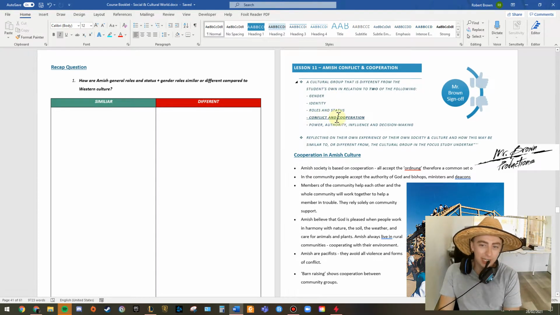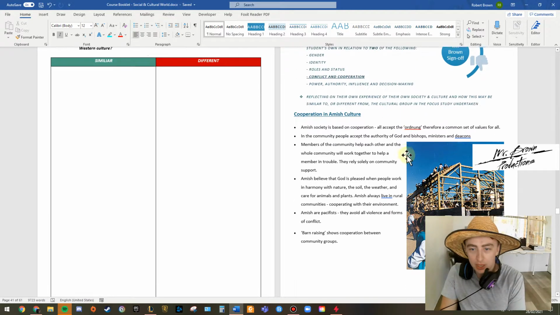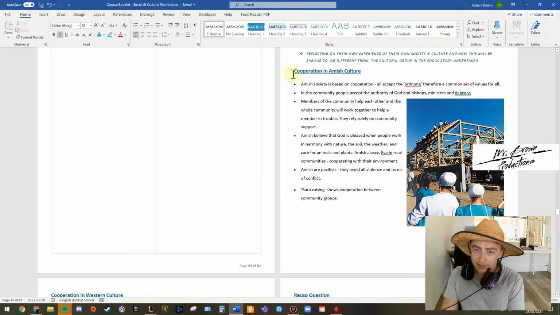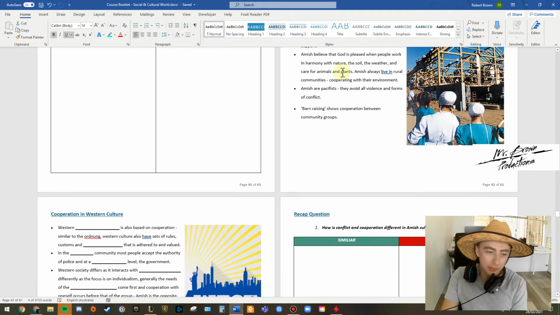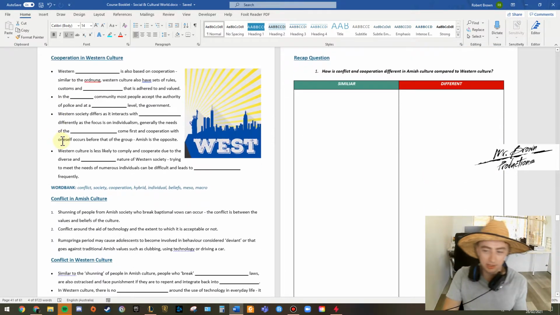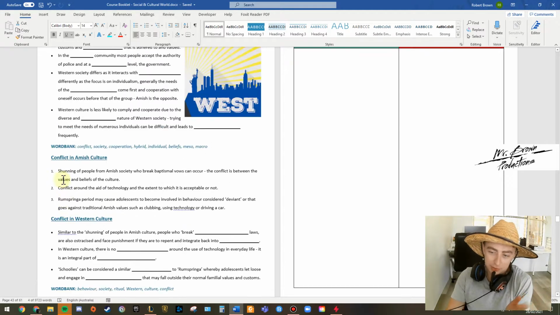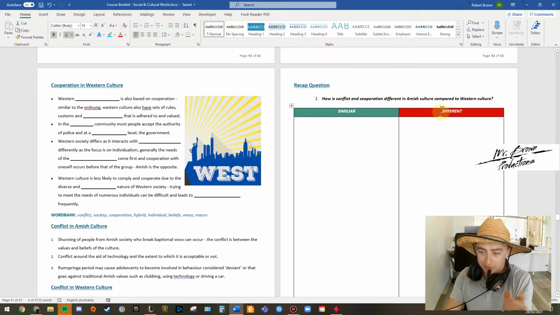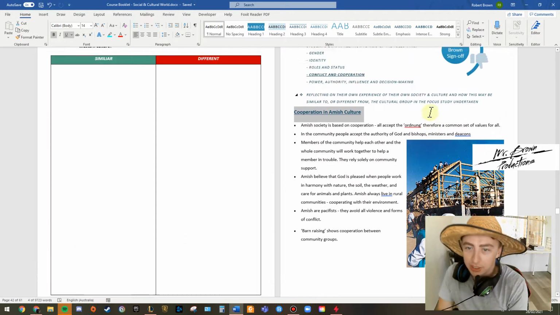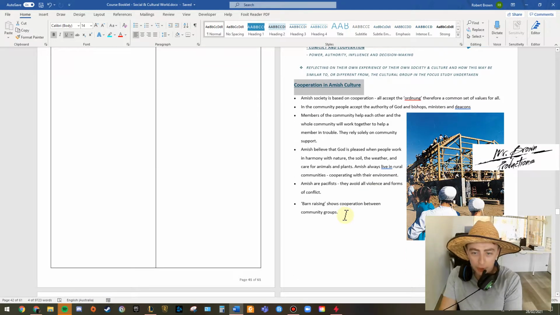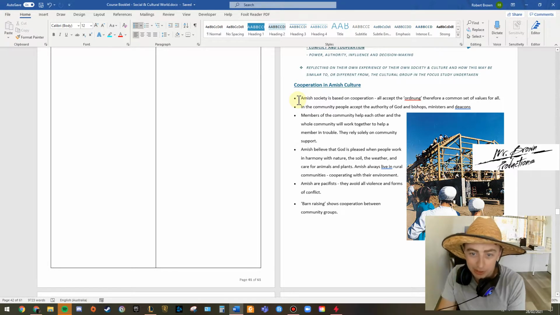Lesson 11, looking at conflict and cooperation in Amish culture and how that is similar or different to Western culture. So I've broken this down. We're going to look at cooperation in Amish culture, and then cooperation in Western culture, and we're going to look at conflict in Amish culture, and then conflict in Western culture, and then we're going to do our little table. Alright? Sounds good. So, cooperation in Amish culture. Again, make sure you're highlighting and annotating as we go.